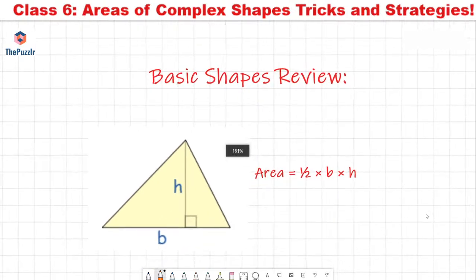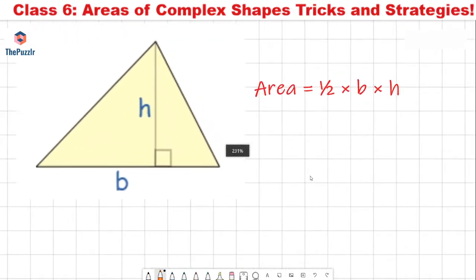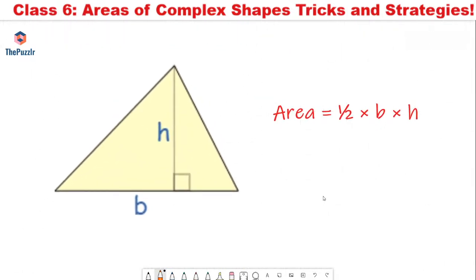So we have triangles, right? Triangles are simple. The area is 1/2 times the base times the height.